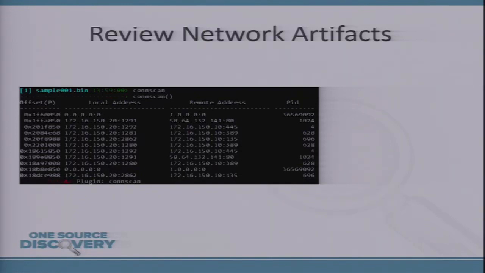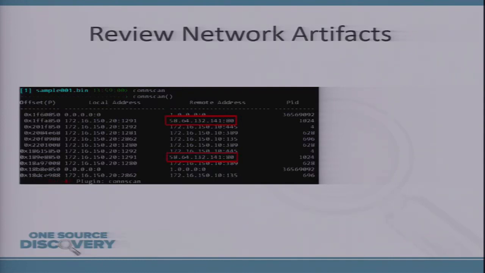There are 2 that are not like the others, and this ending portion is just the port that it's connected on. So these IPs, 58.64.132.141, stand out in that they just don't look like the others. We don't know what they are right now, but we know that there's something different about them.